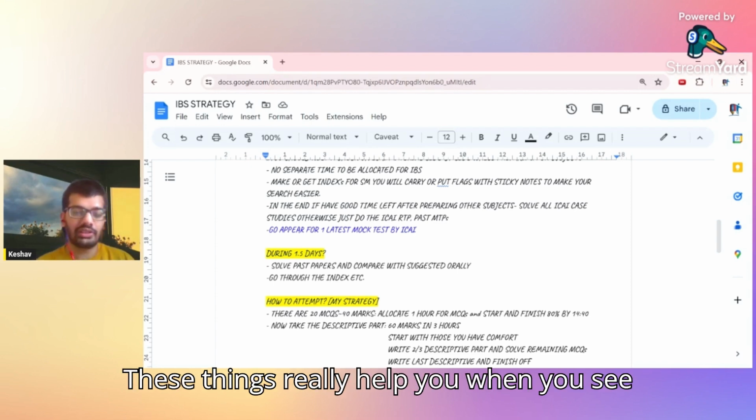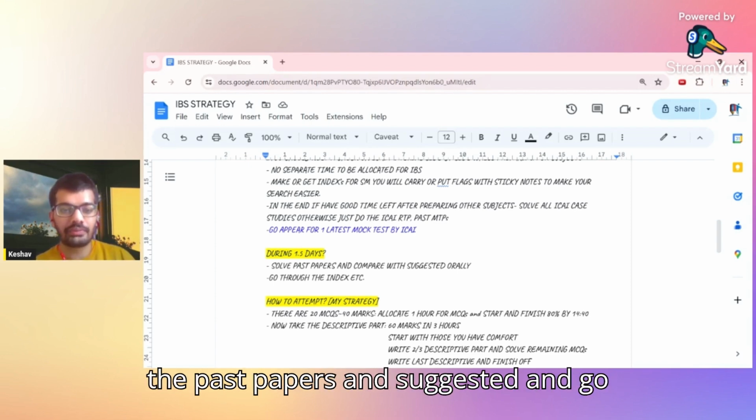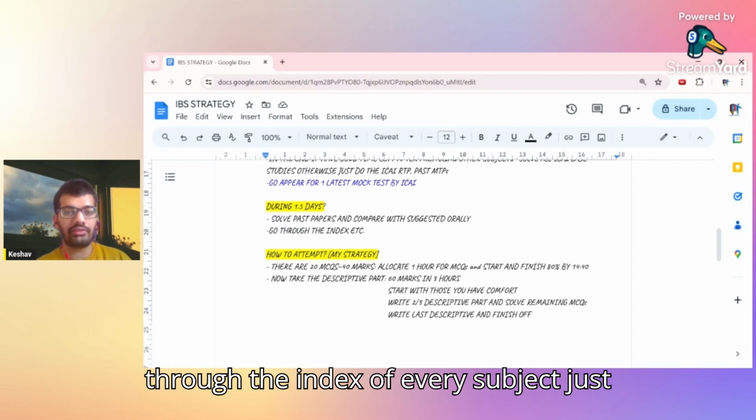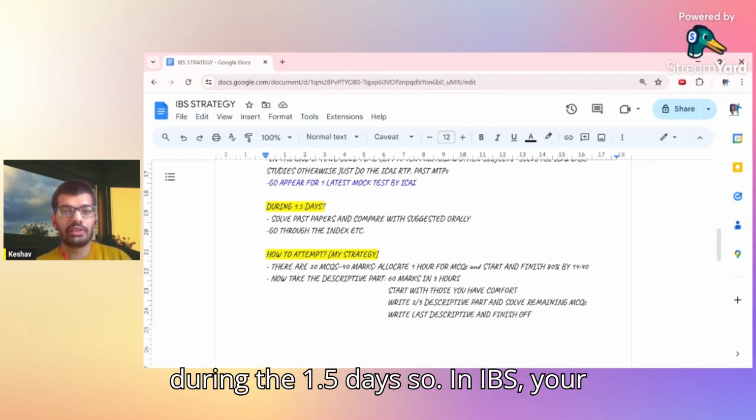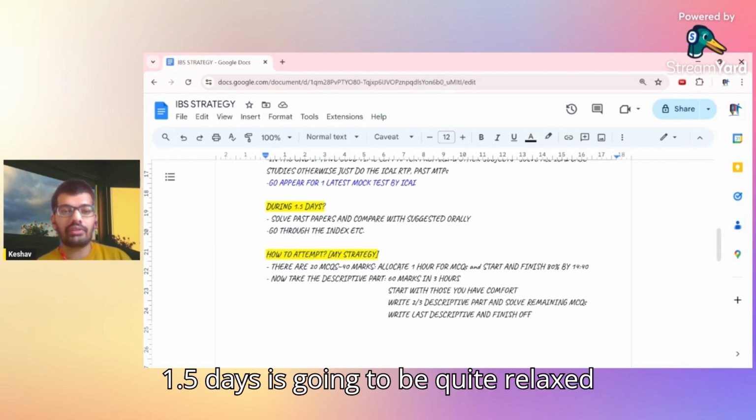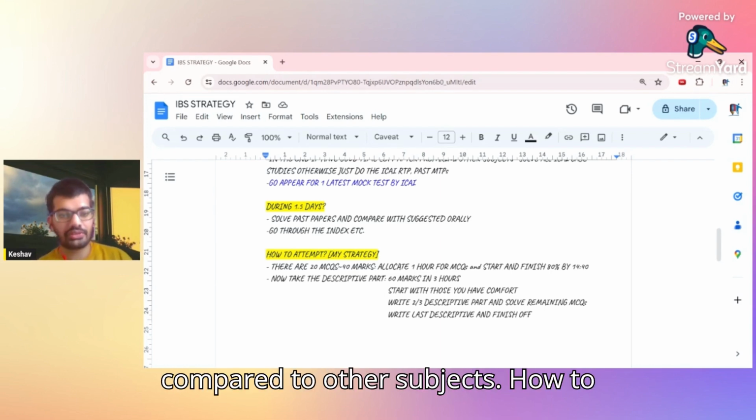These things really help you when you see the past papers and suggested, and go through the index of every subject. And you don't need to do anything else during the 1.5 days. So in IBS, your 1.5 days is going to be quite relaxed compared to other subjects.